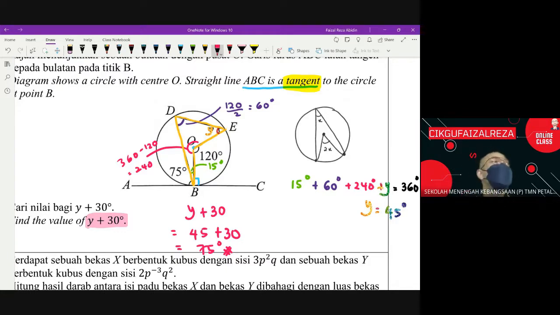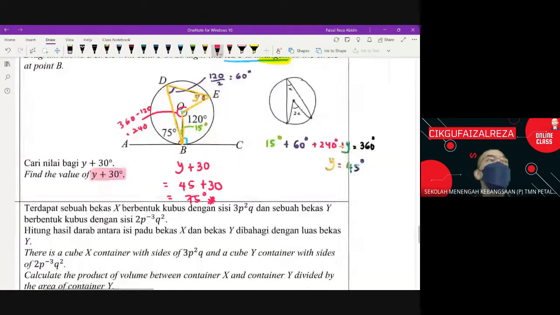If you state your answer here as 45 degrees, it is not the final answer. It is 75 degrees. Okay, can I move to the next question?